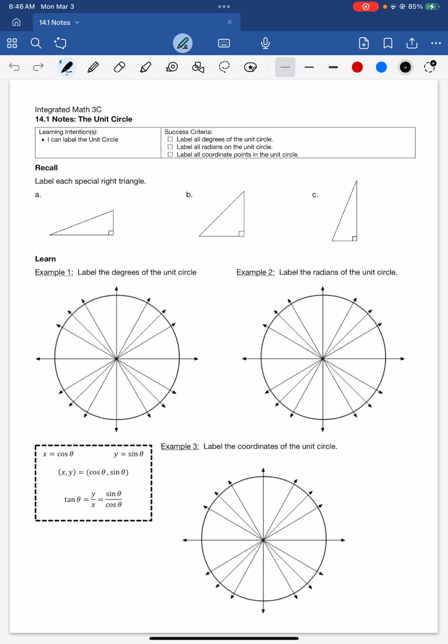14.1, we're getting into the unit circle. This is a mixture of both degrees and radians. This is kind of what I talked to you about, how we can better memorize what's going on. We don't have to work quite as hard. Where this comes from is special right triangles.